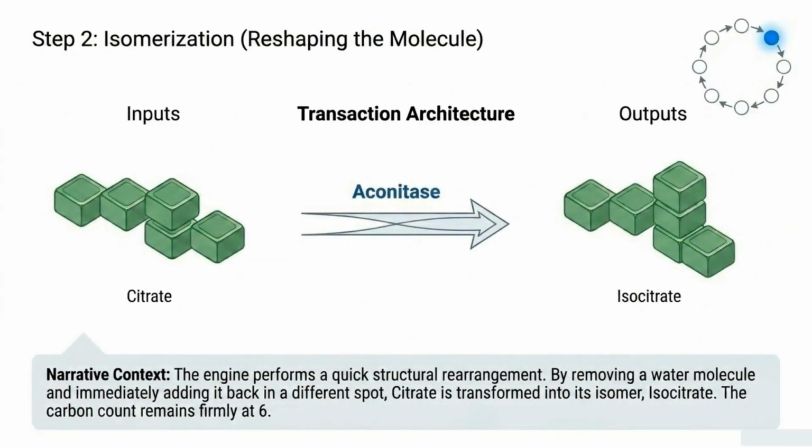With our 6-carbon citrate ready, the engine performs a quick structural rearrangement in step 2. An enzyme named aconitase temporarily removes a water molecule and then immediately adds it back, but in a slightly different position. This transforms citrate into its direct molecular isomer, isocitrate. The total carbon count remains firmly at 6, but the molecule is now perfectly reshaped for the chemical extractions ahead.